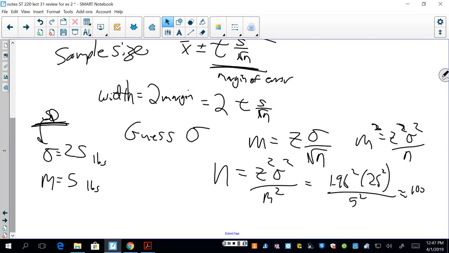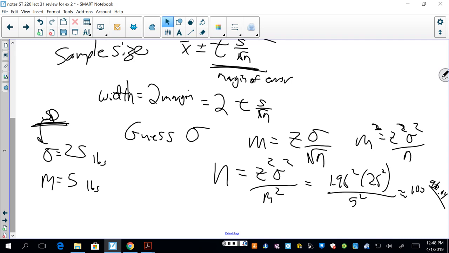So with the actual calculation, I got 96.04. Now with that, would you round that up to 97 because you need at least that many to have that margin, or would you round it down to 96 because it's closer to 96? Well, I think the safer thing is to round it up, err on getting a little bit bigger sample size to try and do that.